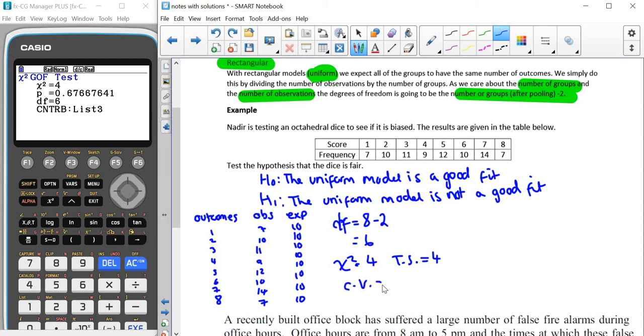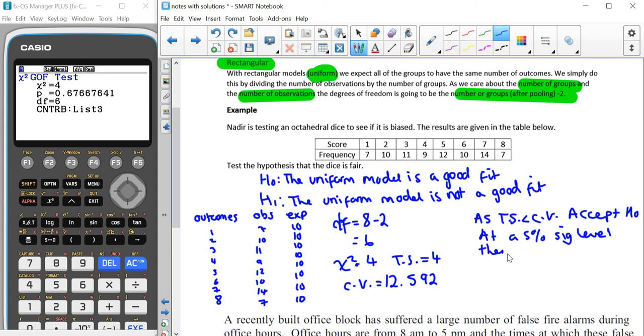My critical value from my formula booklet, page 20, doesn't say what significance level to use, so we use 5%, which means we're looking from 0.95 across from 4, across from 6, which gives me 12.592. So then as the test statistic is smaller than the critical value, we're going to accept H0 at a 5% significance level.